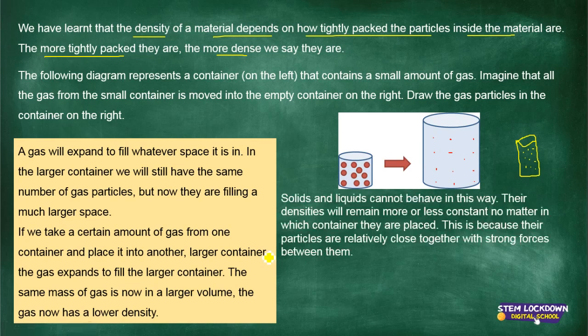Right, so solids and liquids do not behave in the same way. They have different densities which will remain more or less constant no matter where you place the container. This is because the particles are relatively close together with stronger forces between them. In solids and liquids, it's not like it is in a gas. The particles are relatively close together and the forces between them are stronger.